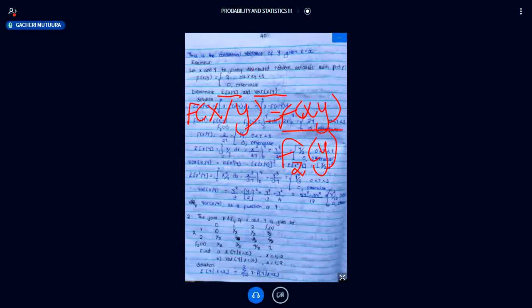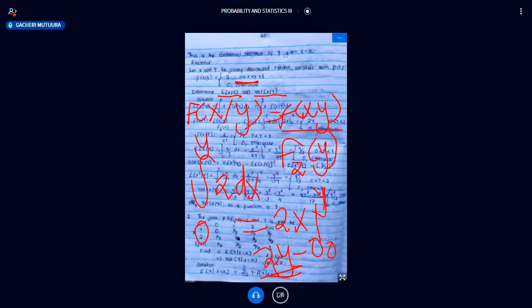For the marginal of y, you integrate over the interval of x. x ranges from 0 to y. You see it is bounded by y here. So x ranges from 0 to y, 2 dx. So you're going to get 2x in the interval of 0 to y. When x is y, you have 2y. When x is 0, you have minus 0. So this is just 2y.